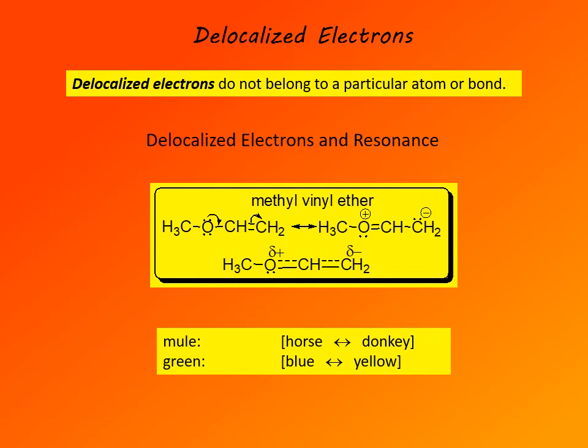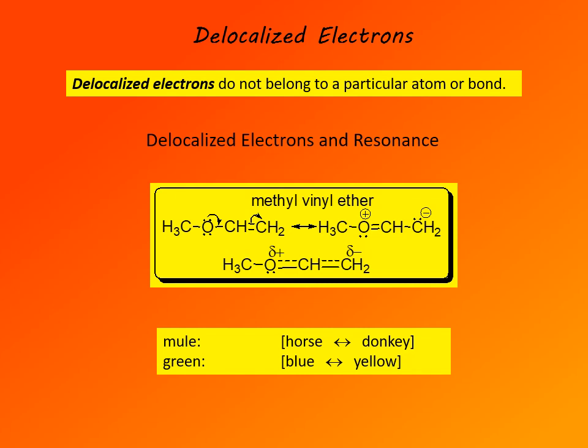One analogy to explain the concept of resonance: if we try to explain what a mule is, we can say that a mule is a resonance hybrid of a horse and a donkey. That's what we get when we mix a horse and a donkey. It's not part-time horse, part-time donkey. It's not an equilibrium between horse and donkey. It's always a mule. But if you don't have a term for a mule, then we'll say it's a combination of these two, horse and donkey.